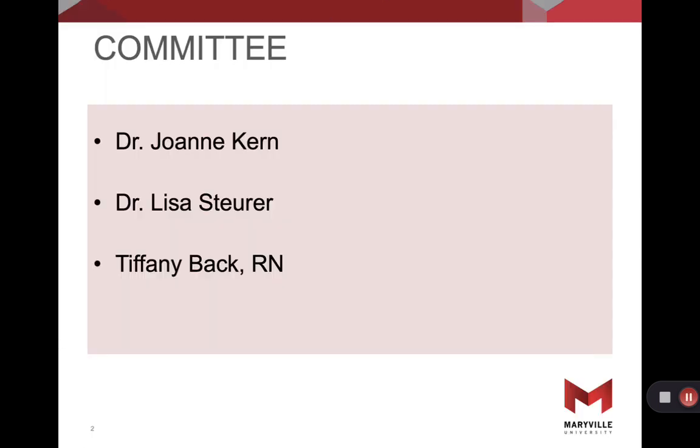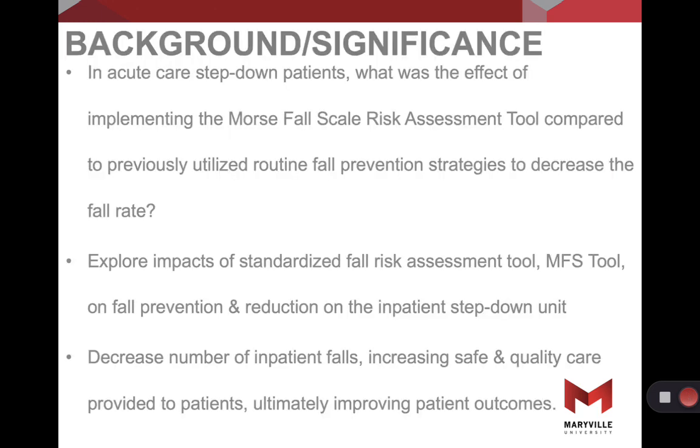First and foremost, I would like to introduce and thank the committee members involved in this project: my chairperson, Dr. Joanne Kern; the second reader, Dr. Lisa Struer; and the community member, Tiffany Back, who is a registered nurse and the clinical manager of the acute care inpatient step-down unit where this research was conducted.